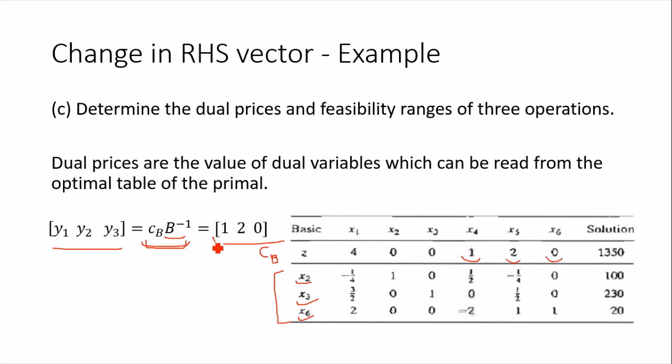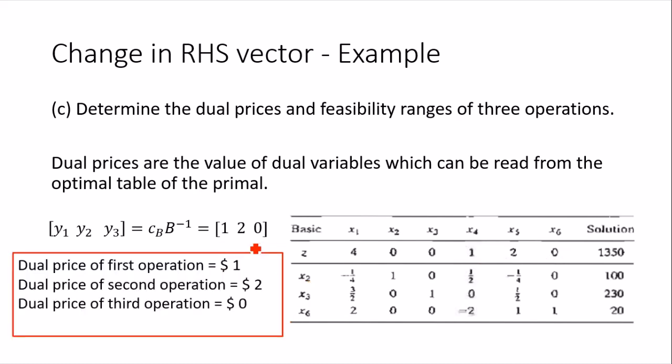So these are the dual prices of the 3 constraints or 3 operations, because in this particular example each constraint represents one operation. The dual price of the first operation is $1, because in this example all the money is given in dollars, so I'm using that unit. The dual price of the second operation is $2. This has to be in order: this is of the first, this is of the second, this is of the third. So we have obtained the dual prices.